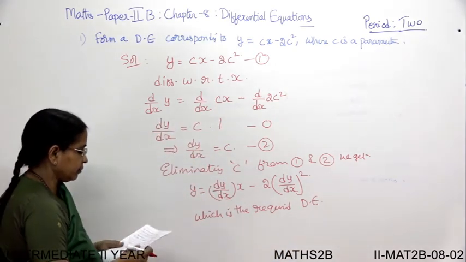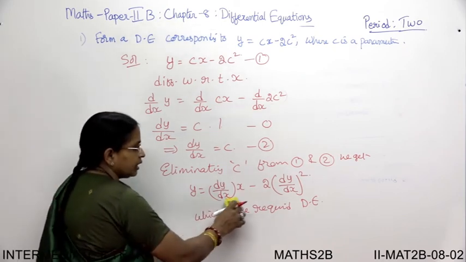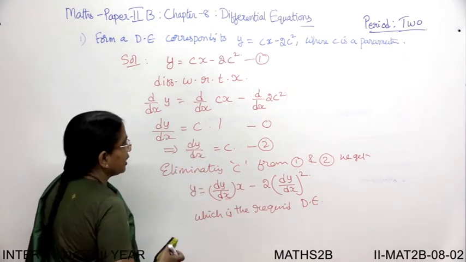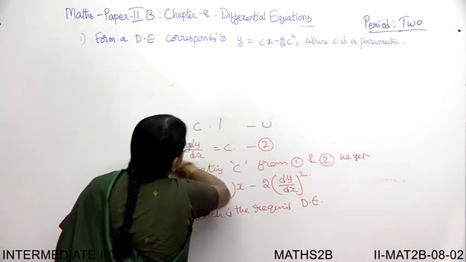Okay, the next problem. When you are writing the final equation, you write dy by dx only. In between, if you want, you can write y1 and all. But finally, you write dy by dx only.